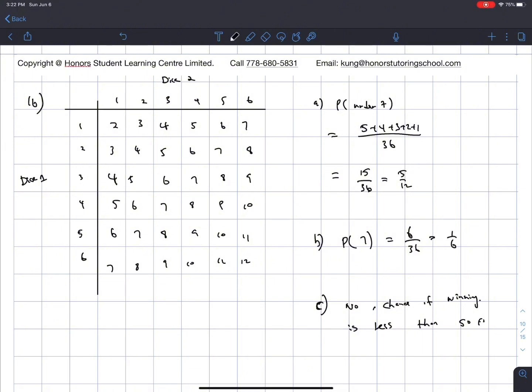And same with just betting on 7. Even if you make $2, your chance of winning is so small. It's only 1 out of 6. It's not fair.